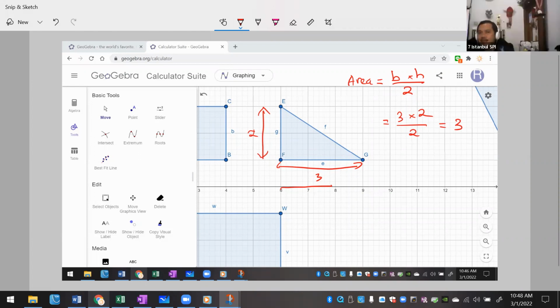Jadi bukan ditambah ya, tapi dikali. Kenapa? Kalau ditambah itu yang kemarin, yang perimeter ya. Kalau perimeter ditambah, luarnya doang. Kalau area itu ada perkalian gitu ya.